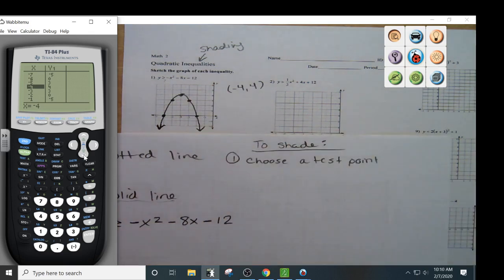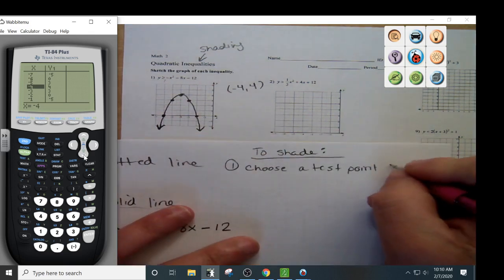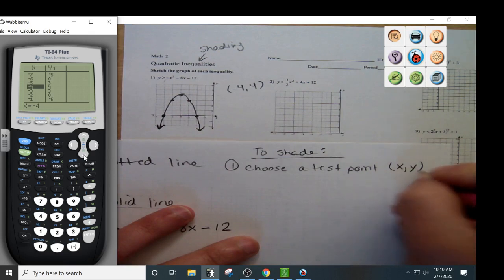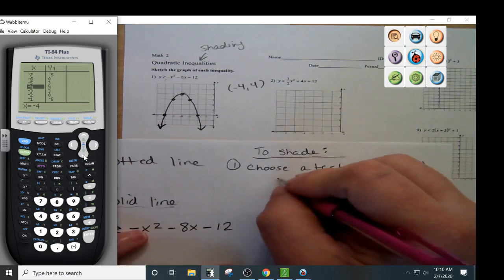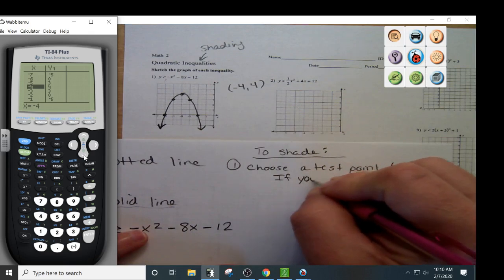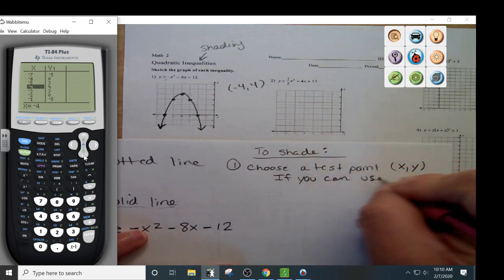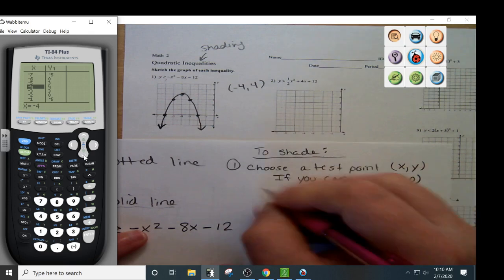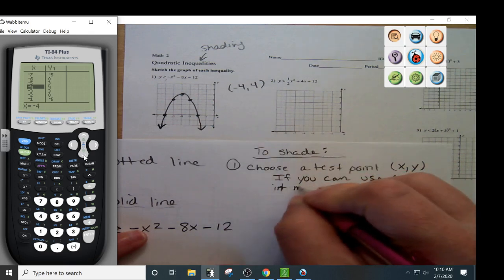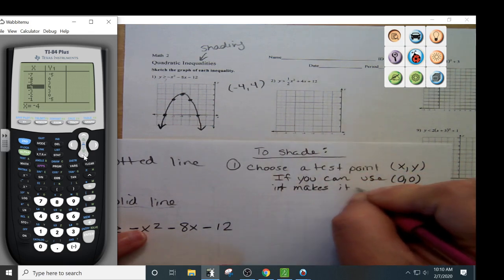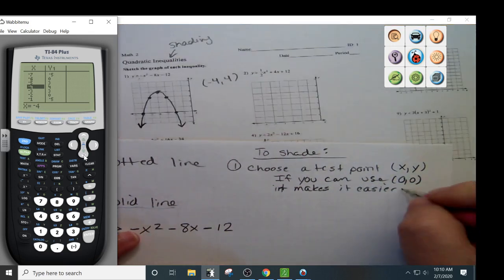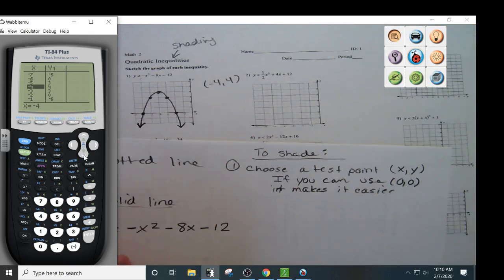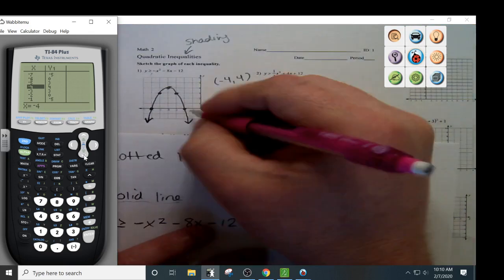The first step is you're going to choose a test point. And guys, a test point is going to be a coordinate point, an XY coordinate point. Now, to help you, you can use 0, 0. It makes it easier. If there's any way you can use 0, 0, it makes it easier. Okay. Now, guys, 0, 0 is here.